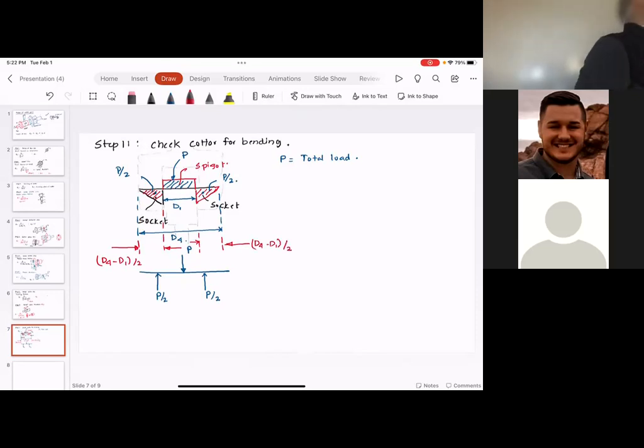Are you with me so far? Now I want to find out, since this is a symmetric loading, where would the maximum bending moment be? When the loading is symmetric, where would the maximum bending moment be? You can draw the shear force diagram. You would observe that the maximum bending moment is going to be at the center. So I'm going to find out the maximum bending moment at section XX.